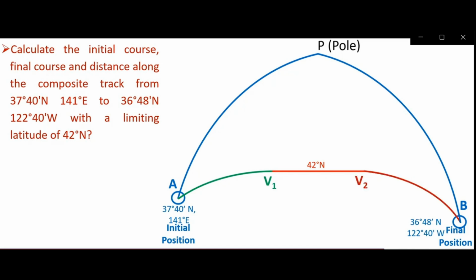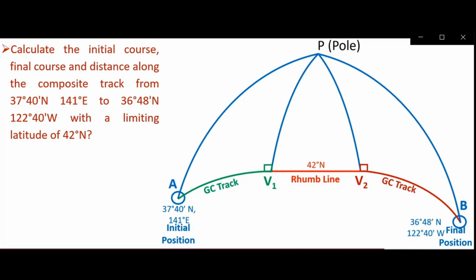Likewise, we draw another arc of great circle passing through B with vertex at the limiting latitude, and the vertex being V2. Now the vessel shall be moving along the track A to V1, which shall be a great circle track, V1 to V2 along a rhumb line track, and V2 to B along a great circle track, completing our voyage from A to B. Now we draw the meridian of V1, angle at V1 is 90. We draw the meridian of V2, angle at V2 is 90.